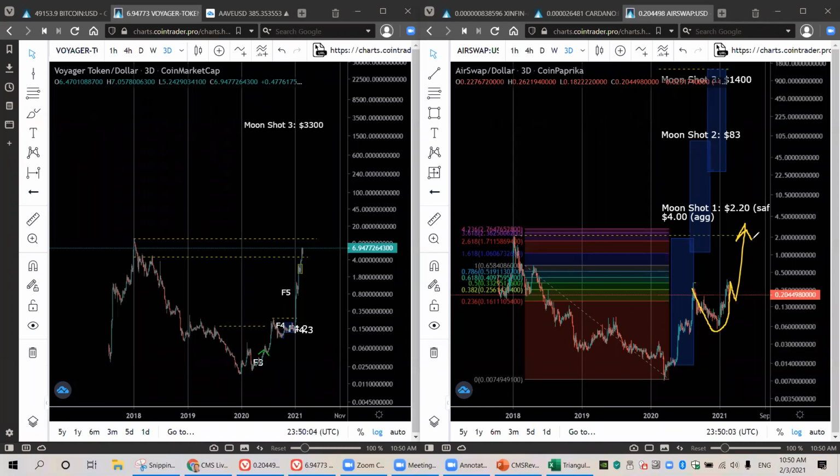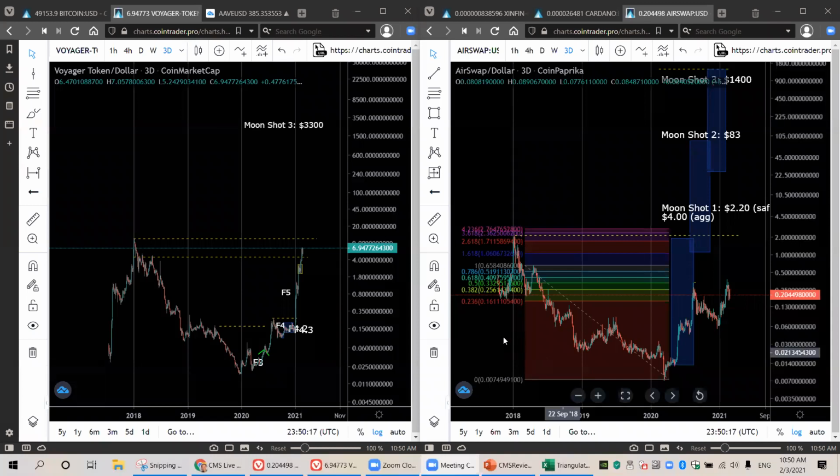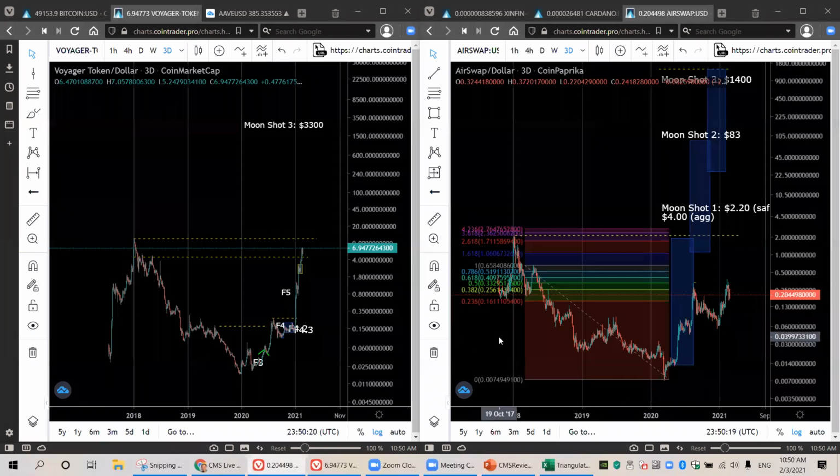And so now, can it get there this month in March? It may not, but it could definitely get there in April. So AirSwap would be potentially another one that's worth looking at. Okay, so what other exchange coin do we have?